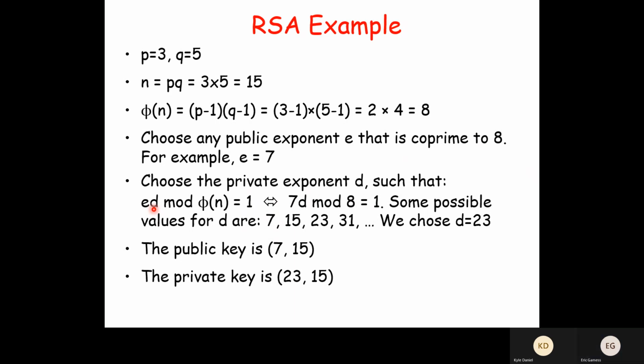Why? What is 8 times 6? 48. So 8 times 6 plus 1 will be 49, which means that if D is 7, it works. Let's try 15. If E is 7 and D is 15, 7 times 15 will be what?